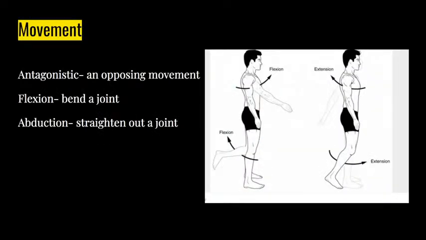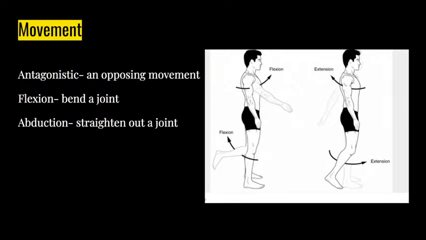So next we're going to go on to the movement terms. Movement terms, or so I suppose I say, are important since they describe the ways arms and legs are moved in relation to the body. So before we move on to the terms of movement, it is important to note that each movement has an opposite movement. This is called antagonistic.